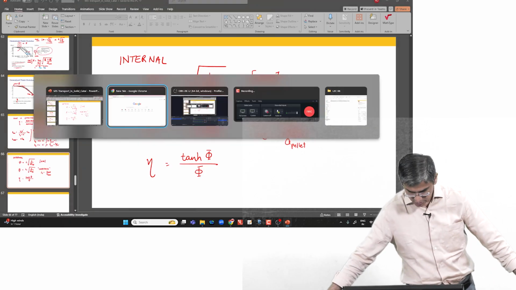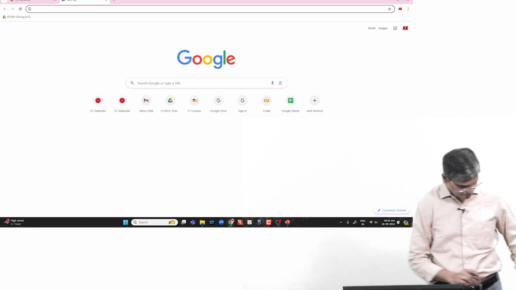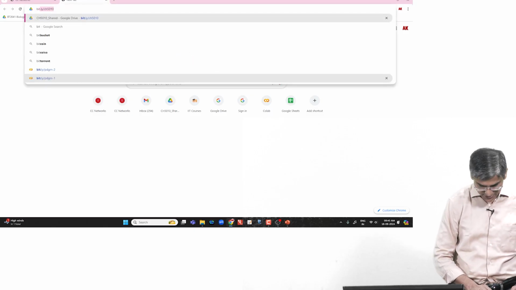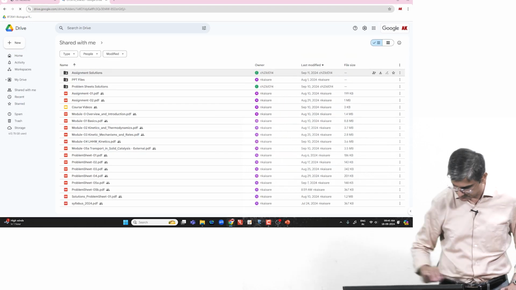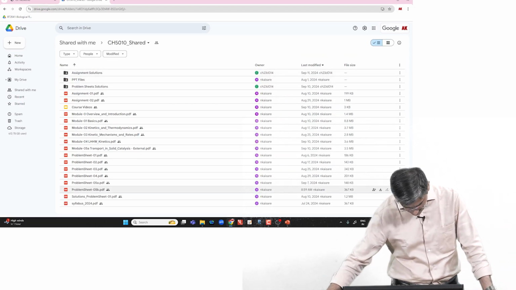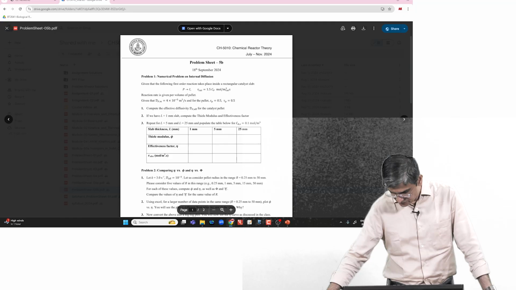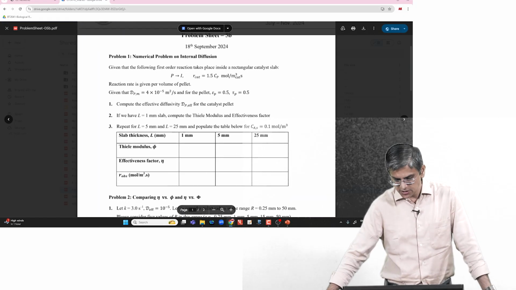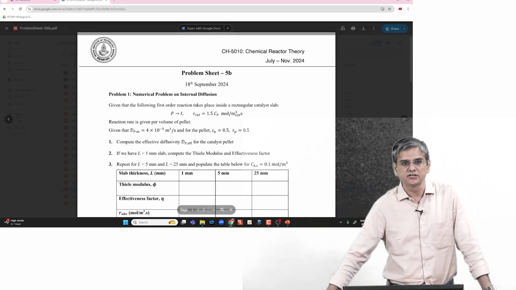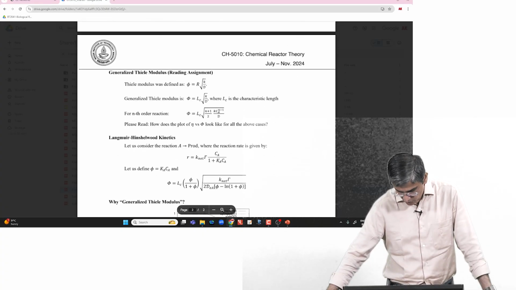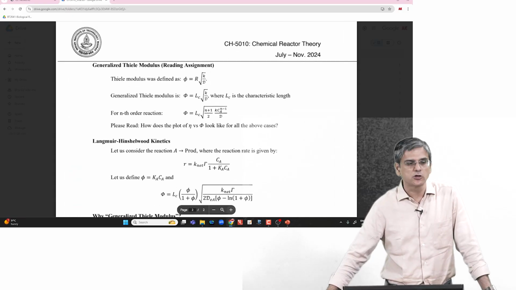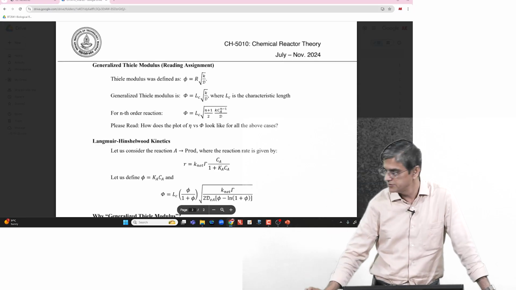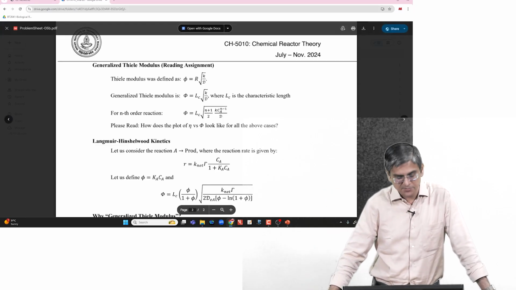So let us go to the tutorial. bit.ly/ch5010. Problem 5b. Okay. First, let us go over the second sheet. All of these equations, please note there is a possibility that I might have made an error while noting this down. Okay, do not rely even on my memory. Okay, these expressions are correct.